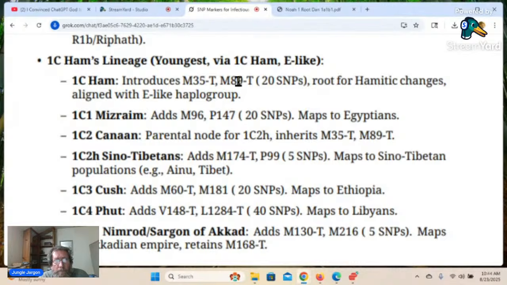3. Why M523T stays consistent. The model suggests M523T and M163T are retained in key lineages, 1A1 Arphaxad, 1B1 Tubal, 1C3A Nimrod Sargon, because few mutations occurred early on. The model assumes rapid SNP accumulation.